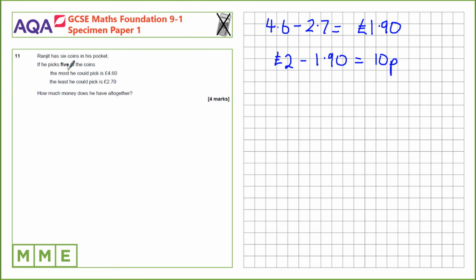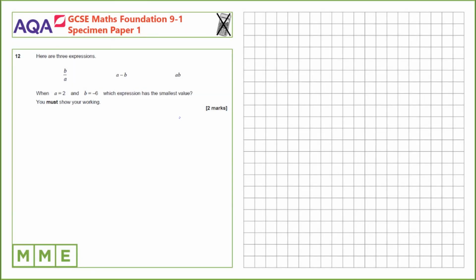He has 6 coins in his pocket and he chose 5. So in total, he has £4.60 plus the leftover 10p, which equals £4.70.